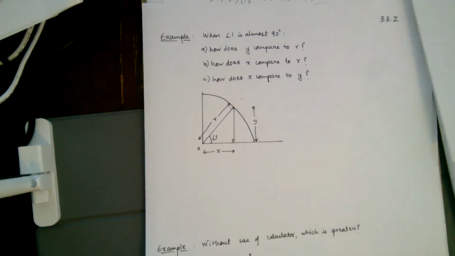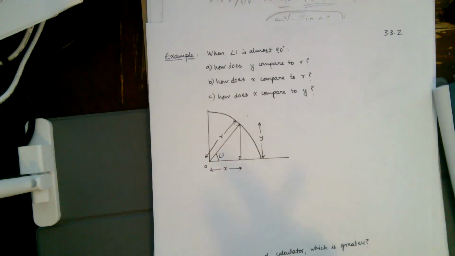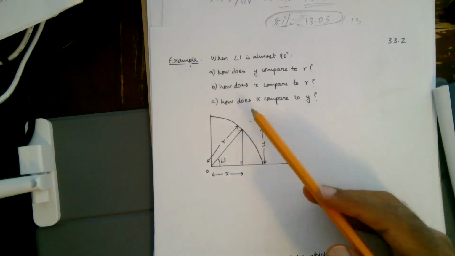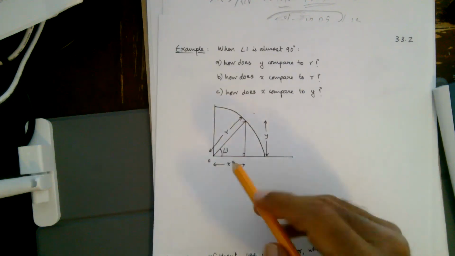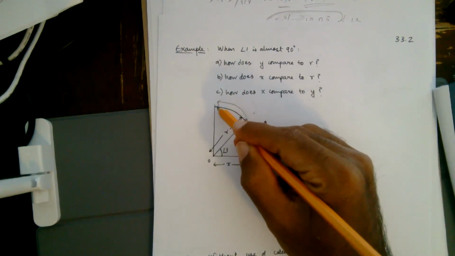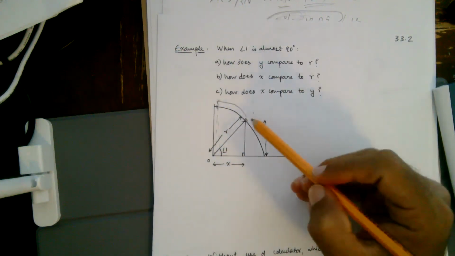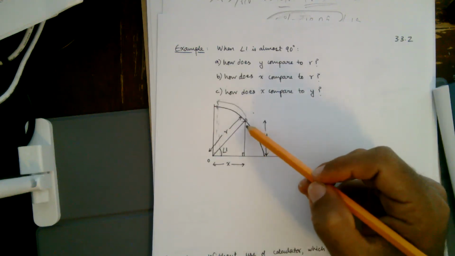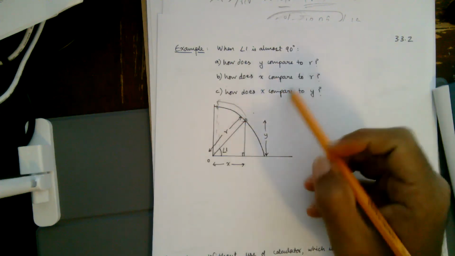All right. Now, based on this analysis, let's look at some example problems. You're given this situation, the sides are labeled. Example: what happens when angle 1 is almost 90? Remember, when angle 1 is almost 90, that means this point is all the way over here, somewhere here, right? And that's the perpendicular. So basically you're trying to imagine what happens to the lengths R, X, Y as this point moves up. So how does Y compare to R?